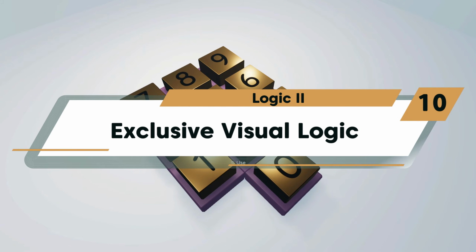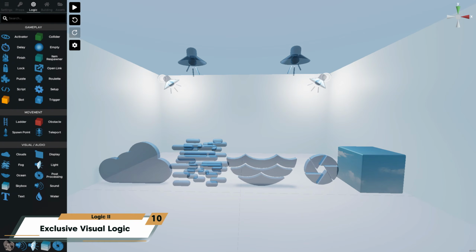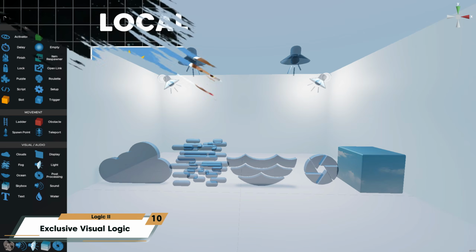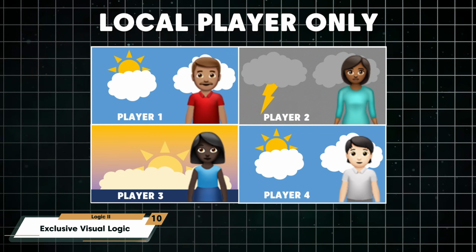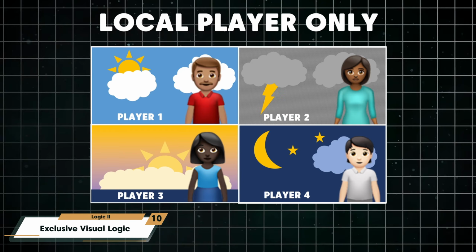The following visual and audio logic props control the overall look and atmosphere of your room. Each of these can be set to affect all players or only the local player, meaning only the player who activated the logic will see the change. Other players in the session will not be affected.